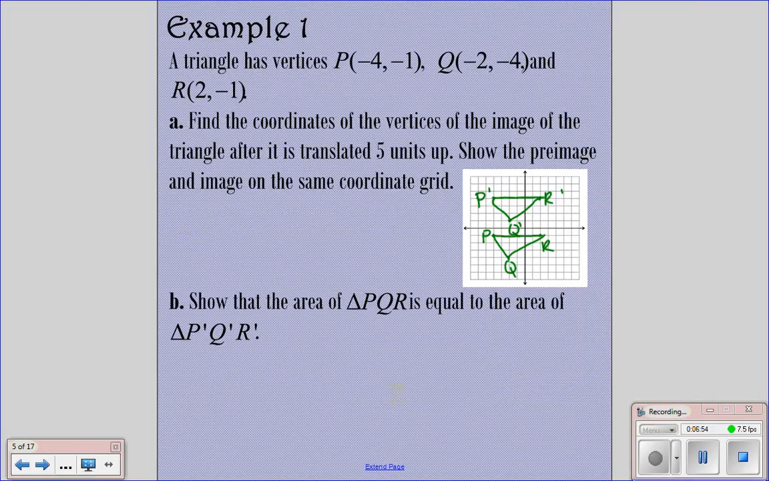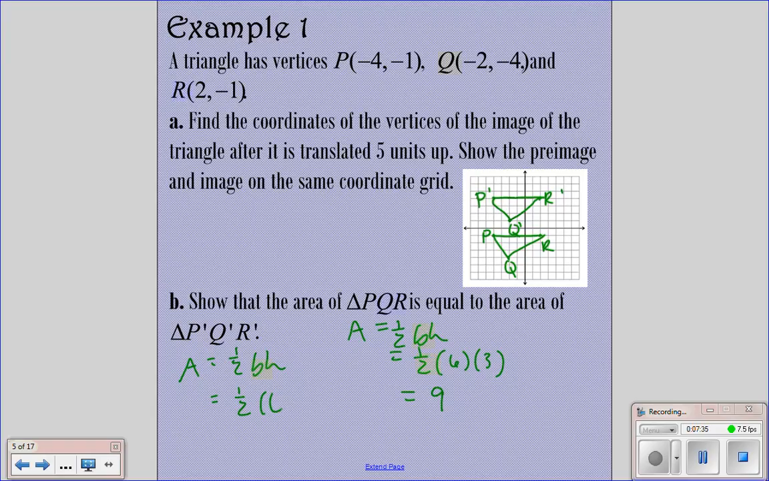Now for part B, it says to show that the area is equal. To find area of a triangle, you're just going to do 1/2 base times height. The base on this one is 1, 2, 3, 4, 5, 6, and then the height is 1, 2, 3. So the area of the first triangle, 1/2 base times height, 1/2 6 times 3, which is 9. And then on the other triangle, 1, 2, 3, 4, 5, 6 for the base and 3 for the height. So we have 1/2 base times height, 1/2 6 times 3, which is also 9. And so that shows you that the area of the 2 triangles are equal.